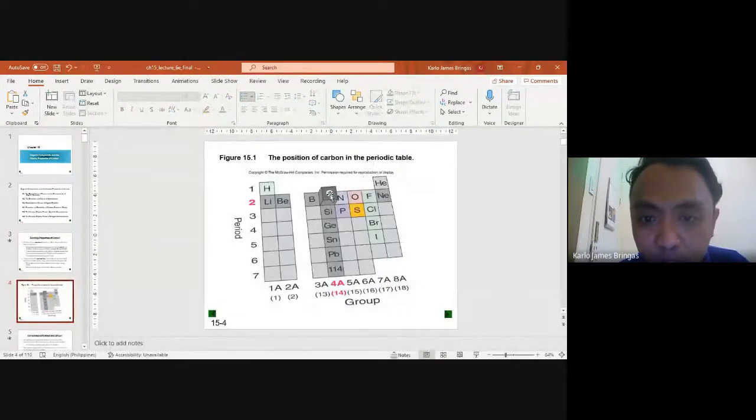So ayan, carbon is right over here. Below it, silicon. Silicon can also form four bonds. However, the silicon bonds to the other silicon atoms, it's not so very strong. So it's not a really good contender for the building block of life on Earth.